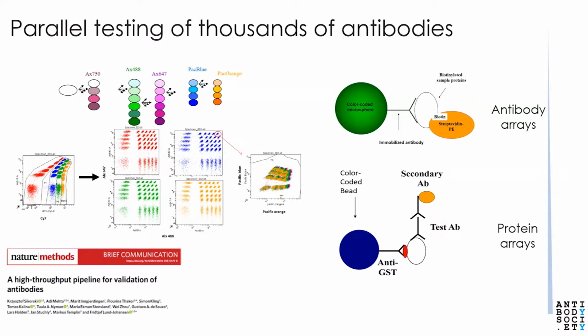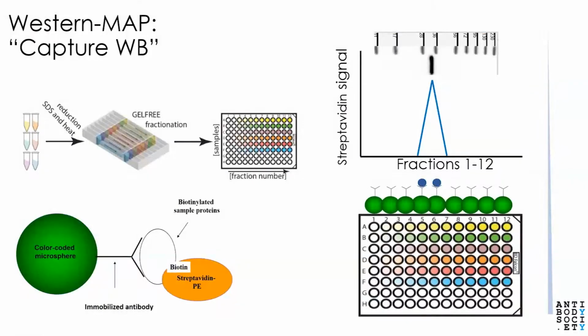We also use these beads to make protein arrays. In this case, the beads are coupled with an anti-tag antibody, anti-GST, and we have as many as 12,000 recombinant human proteins with a GST tag. A year ago, we published a method analogous to a capture Western blot or an antibody array Western blot. The sample preparation is very similar to what is used in standard Western blotting. So proteins from cell lysates are denatured by heating with SDS and reduced, and they are separated by gel electrophoresis.